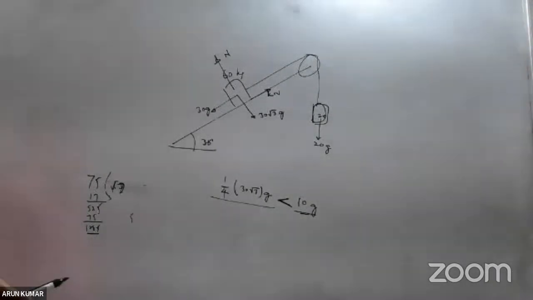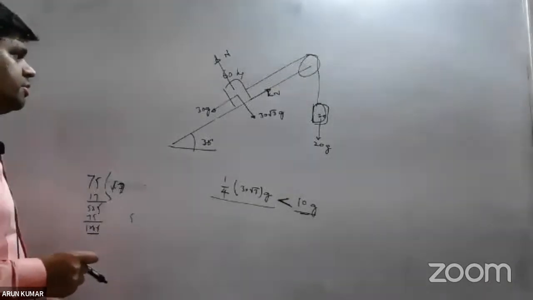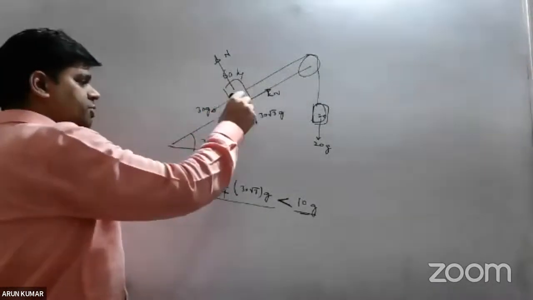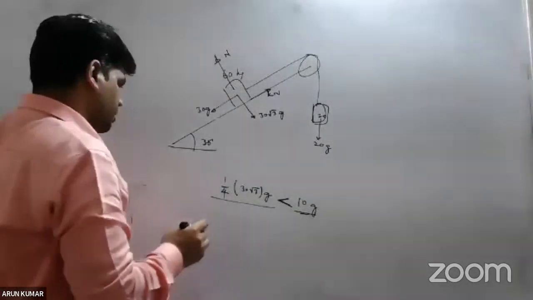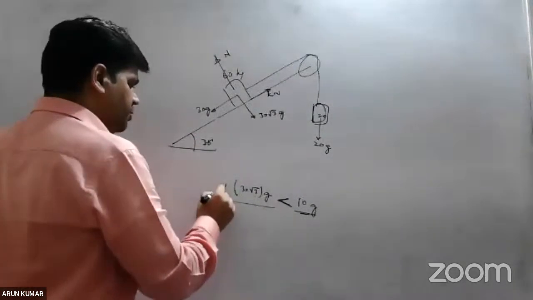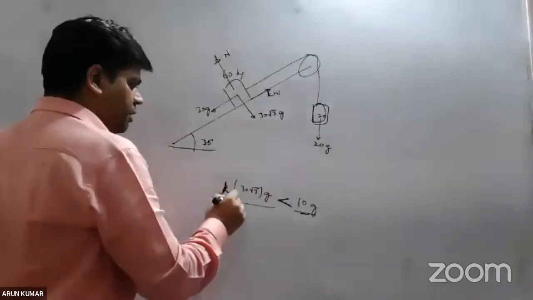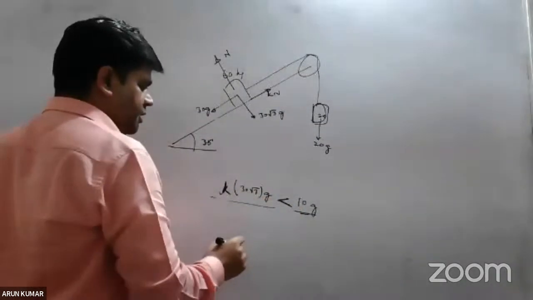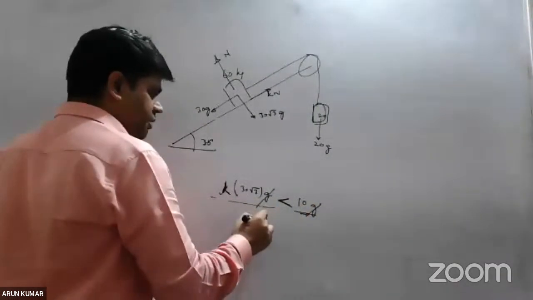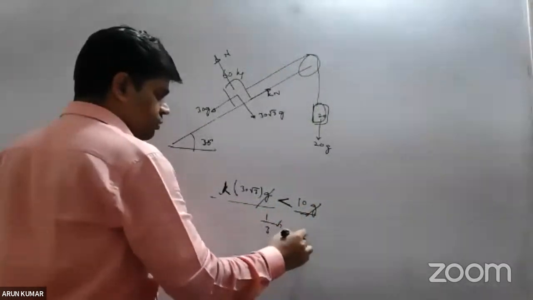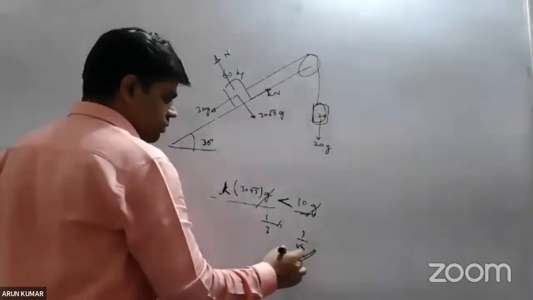But then, what should be the value of friction for the blocks to start moving? How do I do this? My mu N should be less than 10G. So mu should be less than, G gets cancelled out, so 1 by 3 root 3. So mu should be less than 1 by root 3.